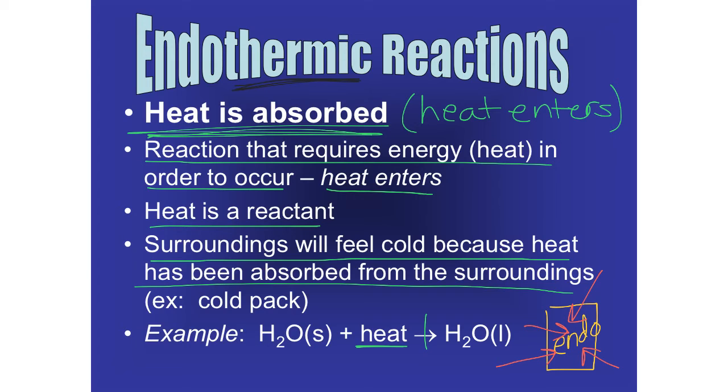So an endo, heat goes in. So if heat comes before the arrow, it's an endothermic reaction. So H2O solid to H2O liquid, that's ice melting. In order for ice to melt, it has to draw heat in. So that's why when we put ice in our glass of water, it will make the water feel colder because as that ice melts, it draws in heat from the water, thus lowering the temperature of the water.